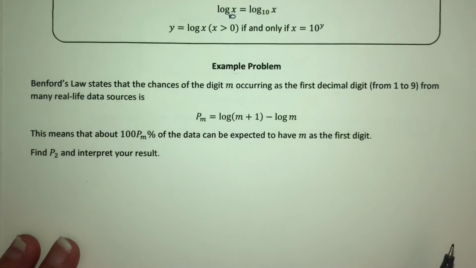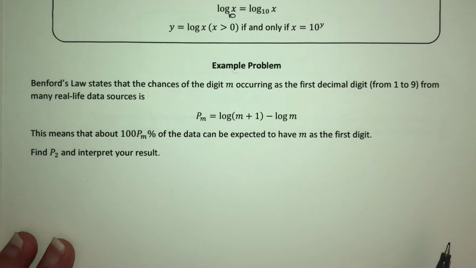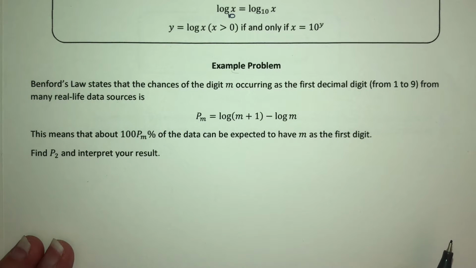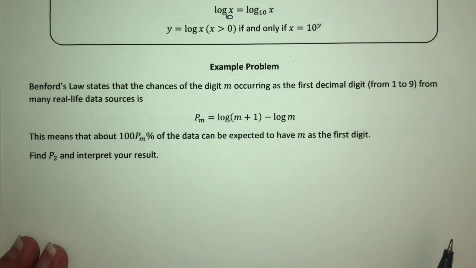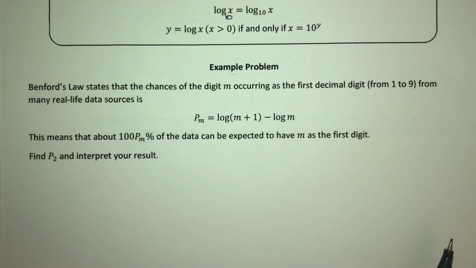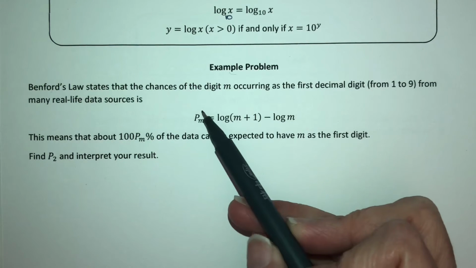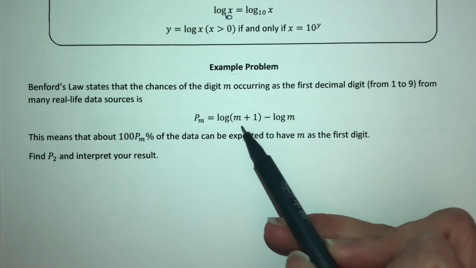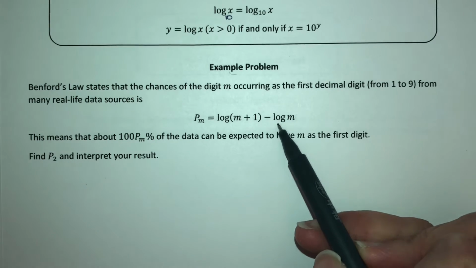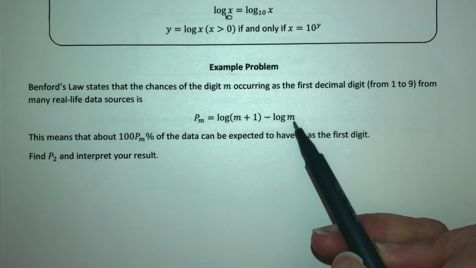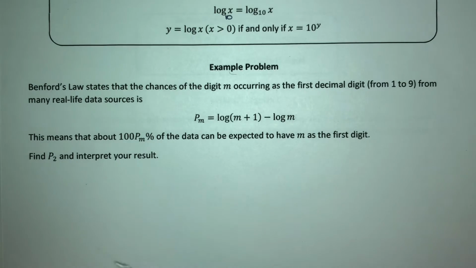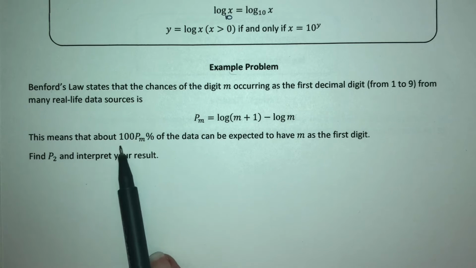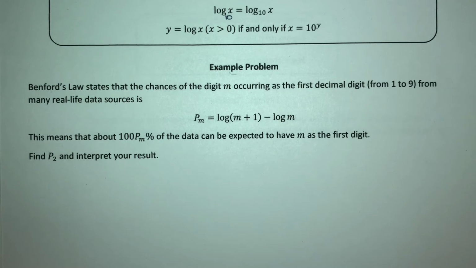Okay, so let's do an example problem here. Benford's law states that the chances of the digit m occurring as the first decimal digit from 1 to 9 for many real-life data sources is given by this. P sub m is equal to log, that's common log, of m plus 1 minus log of m. That means that 100 times the value you get right here, that's going to change it into a percentage, of the data can be expected to have m as the first digit.